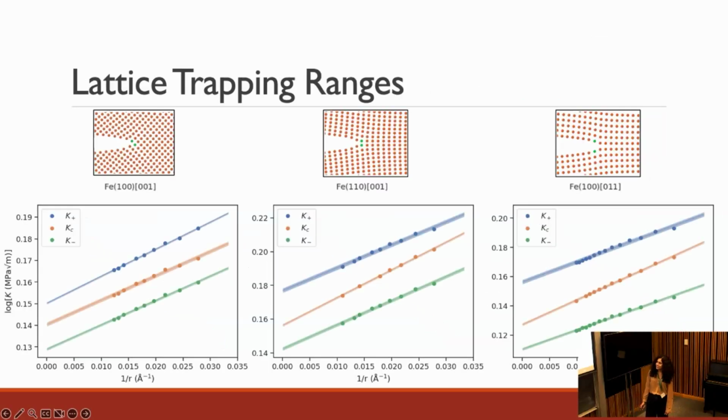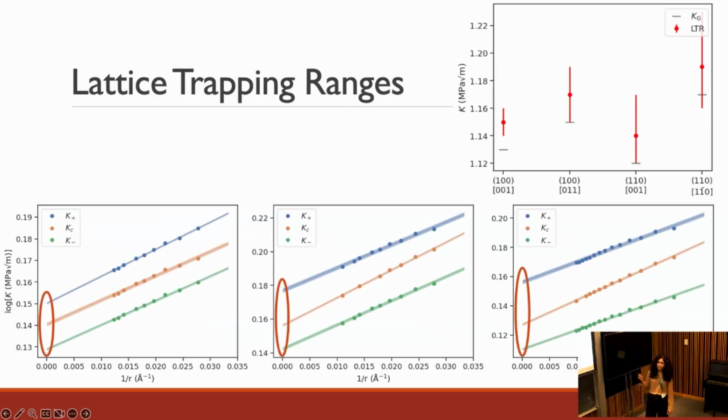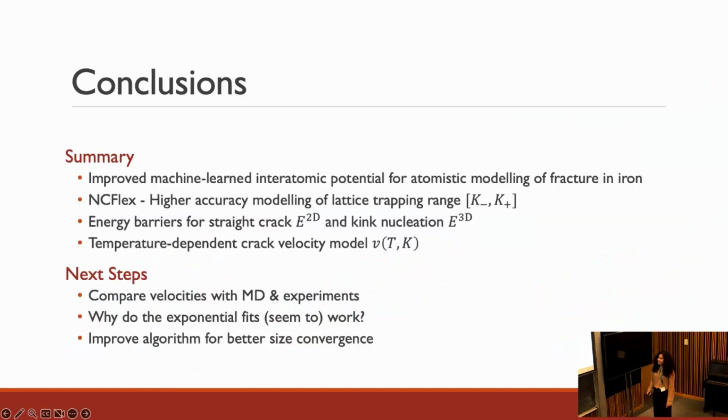And then looking at the lattice trapping ranges again, repeating it for these 3, and a comparison plot of the extrapolated values for the 4 different crack systems. You have the lowest ones being the same one with the lowest barrier, as well as 110,001, but that has a much higher barrier. That, the 3rd crack system, has about double the energy barrier for the crack. So yeah, that's it.